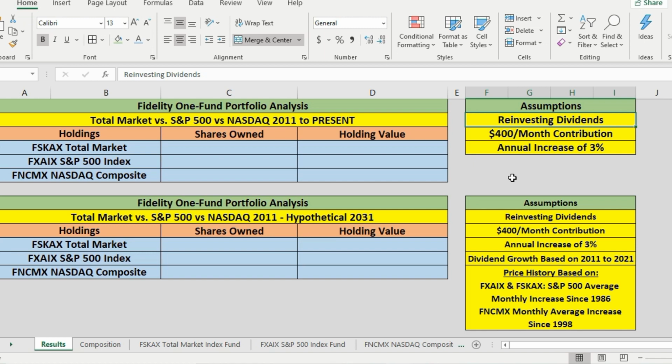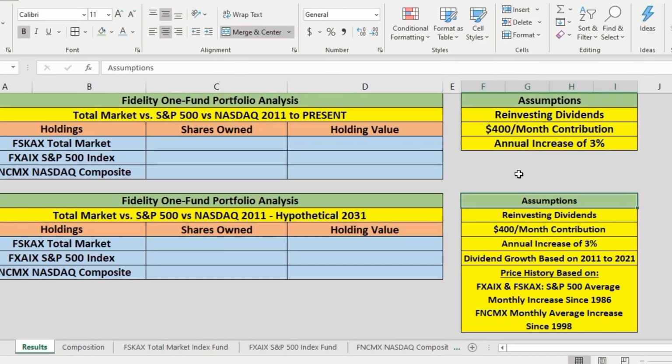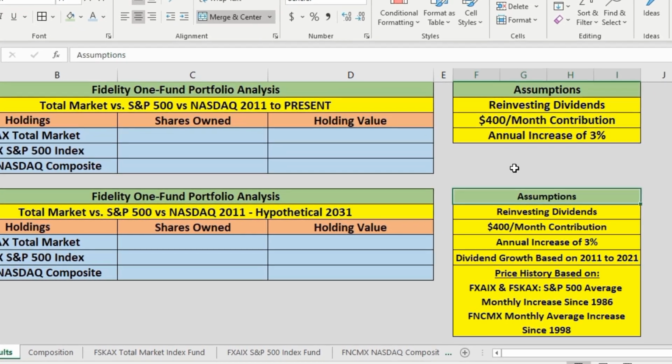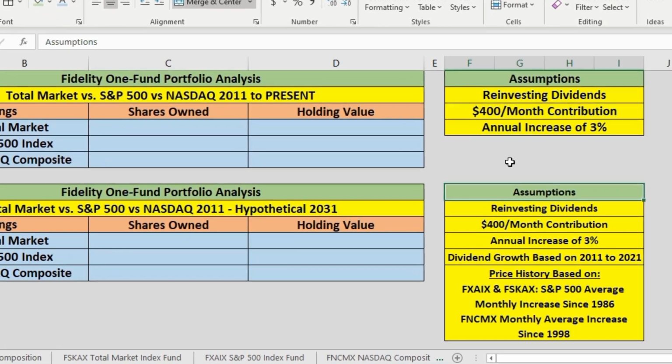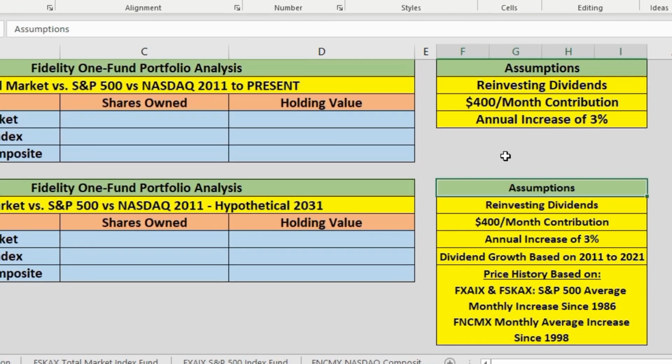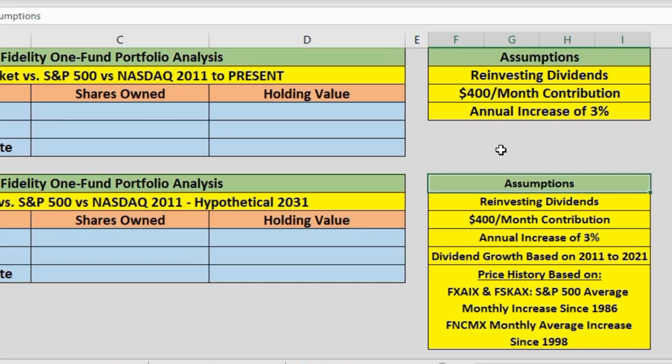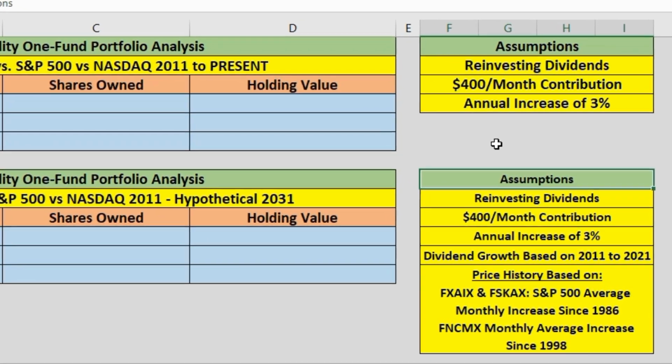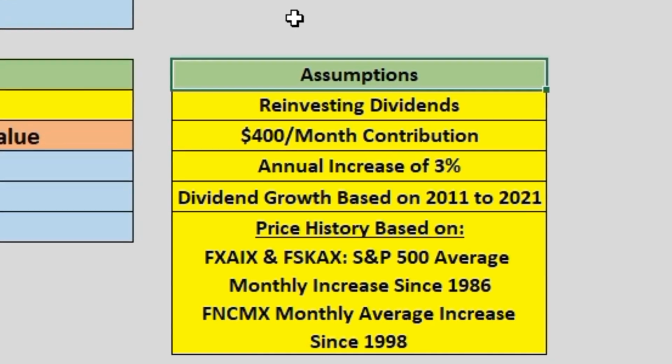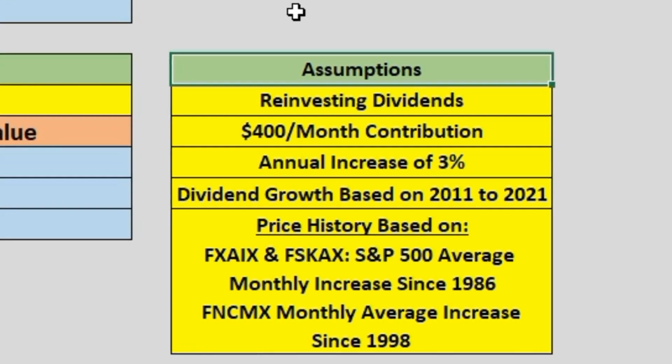And then what we're going to do is see how these funds would have compared for another 10 years, making some hypothetical assumptions. So we're going to include from 2011 to hypothetical 2031. We're still going to assume, you can look at our assumptions right here, reinvesting all dividends, a $400 a month contribution from 2011 and increasing it 3% every year. We're going to assume dividend growth rates based on what happened in 2011 through 2021. We will take an average of the dividend growth year over year and apply that for those 10 years for hypothetical assumptions.